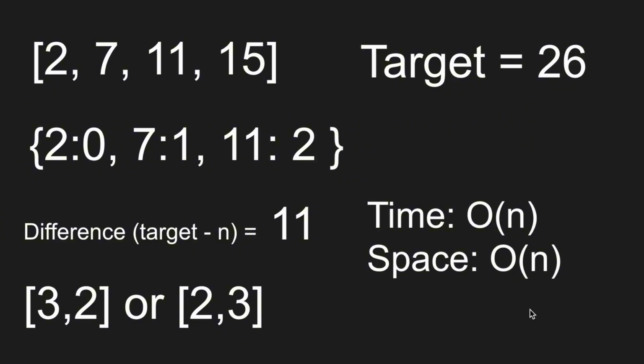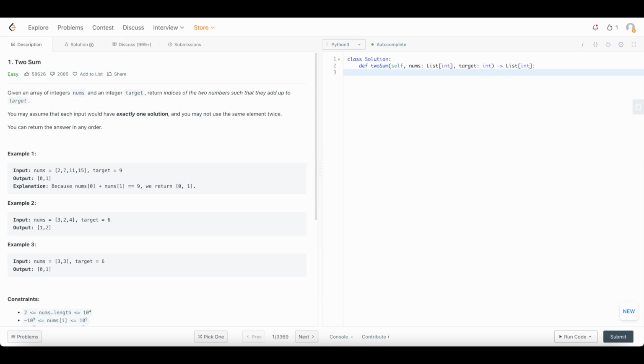So now let's get to the coding part. First we can create a hash map, and we'll call it previous. The keys can be the values of nums, and the values will be the indexes of nums. So we're going to loop through nums: for index, value in enumerate(nums).